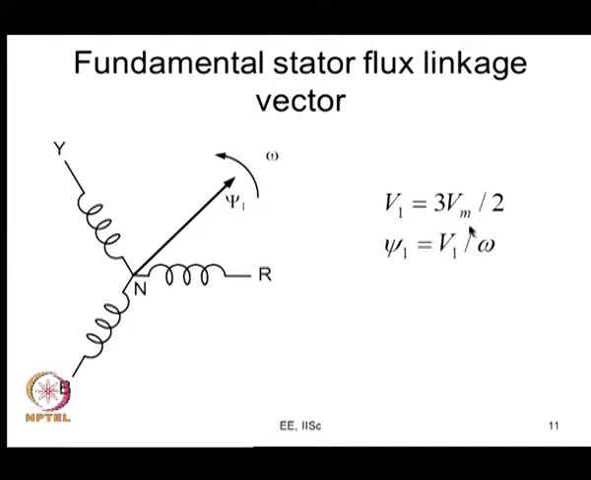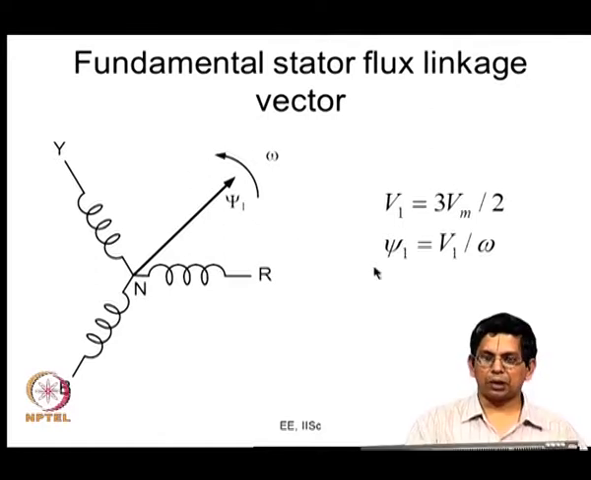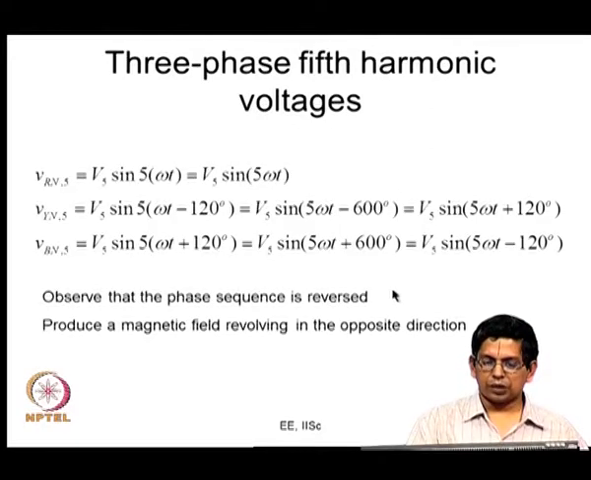So, you have the 3 phase voltages, they are transformed into a space vector, you have a vector of magnitude V1, and you could think of a corresponding vector, that is the stator flux linkage vector. The magnitude of the stator flux linkage vector would be V1 upon omega. This is a vector which revolves like that, and produces the fundamental magnetic field. Let us move on to the next.